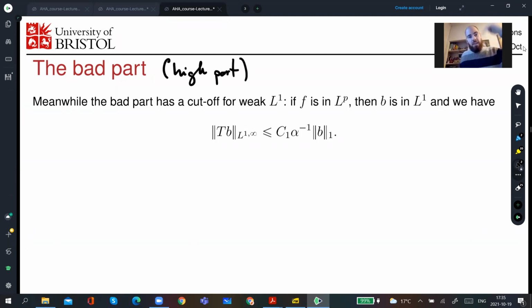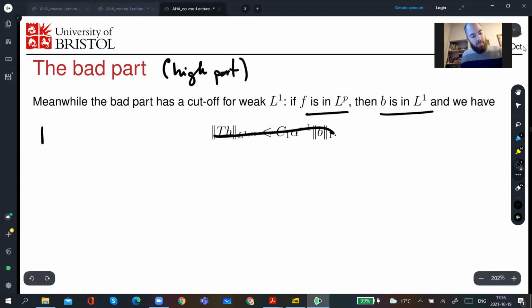What it is, is primed for weak L1, because it's this tall, spiky behavior, remember? And so if we have a function in LP, it turns out this bad part, the high part, is in L1. And we have this bound for the weak L1 norm. Another way of writing the statement is that the measure of the part of TB greater than alpha is at most C1 alpha inverse times the L1 norm of B.